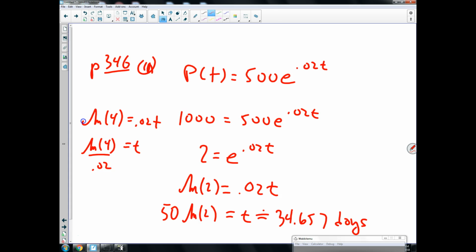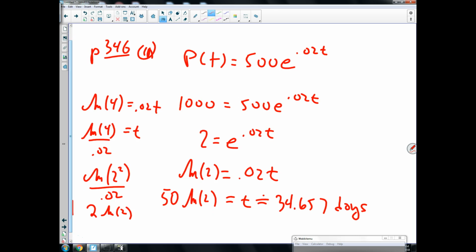But isn't that double what we had before? Remember, ln of 4 is really ln of 2 squared. And what do logs do to exponents? Brings it down. So it's double what we had. Didn't we say it was going to be ln of 2 over 0.02, or ln of 2 times 50, and then double it? That's why the doubling time doubles when you double the population again. Okay, just for fun, there you go.